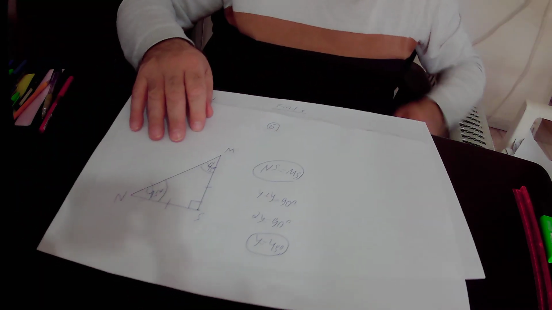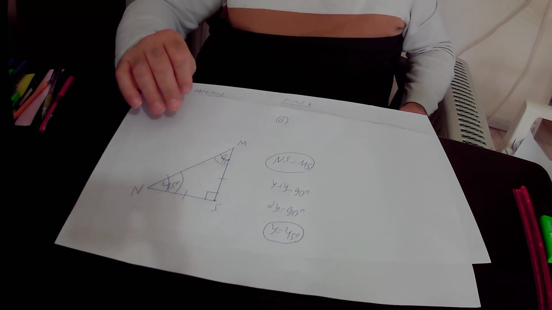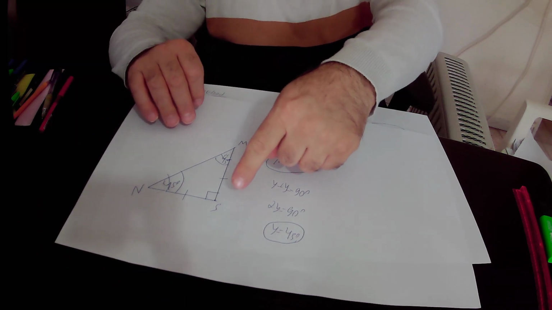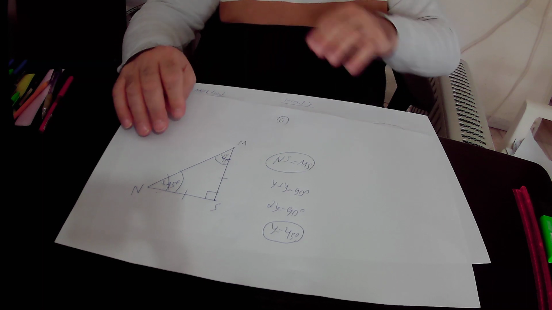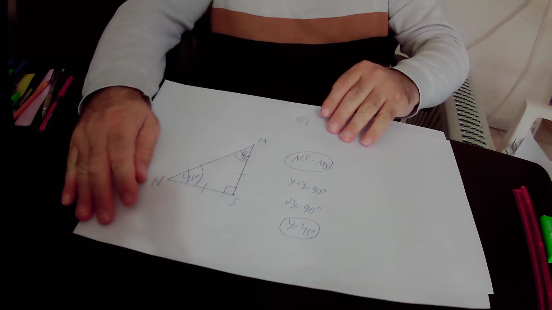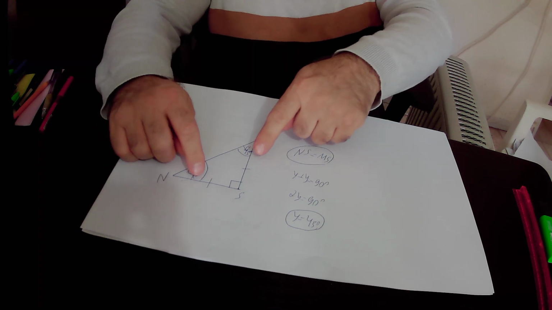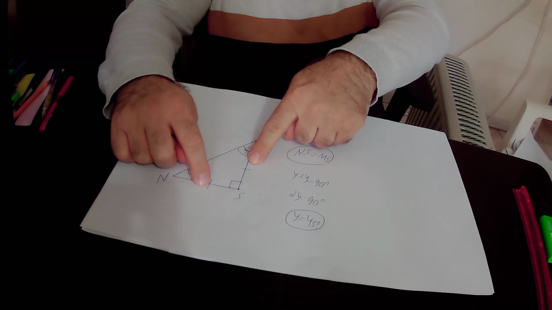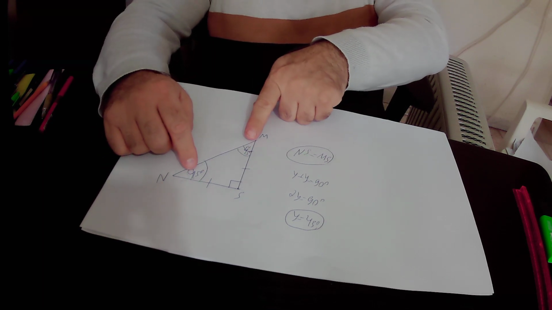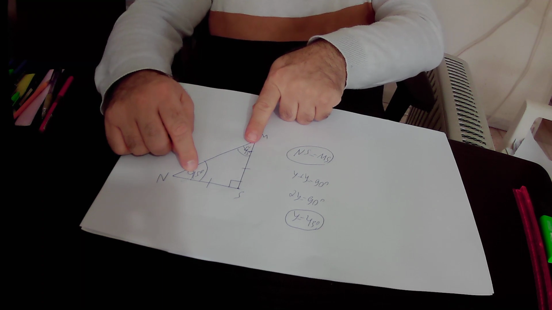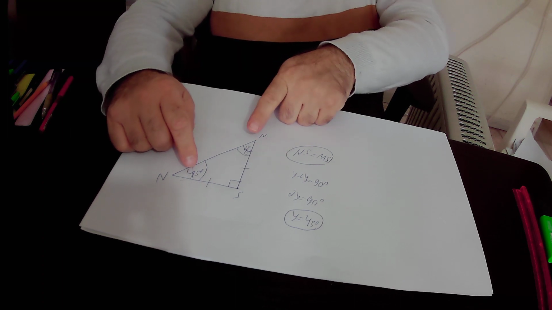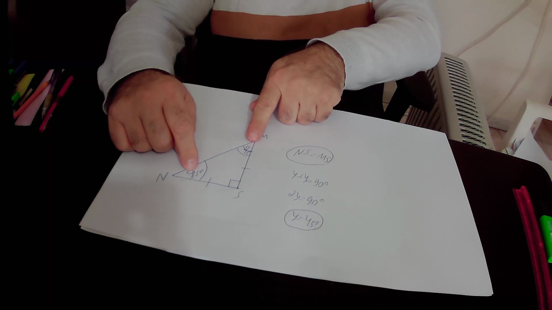So this is triangle MNS. We know that MS equals SN. And we know that in front of equal sides in the triangle there are equal angles. In front of those two equal sides we have those two angles, and those two angles must be equal to each other because they are located in front of equal sides.